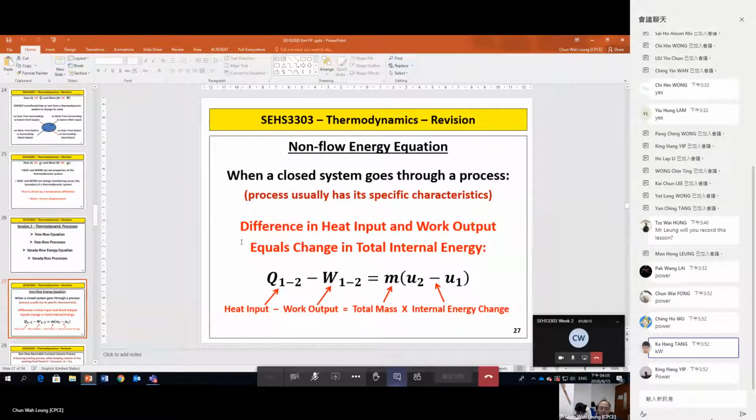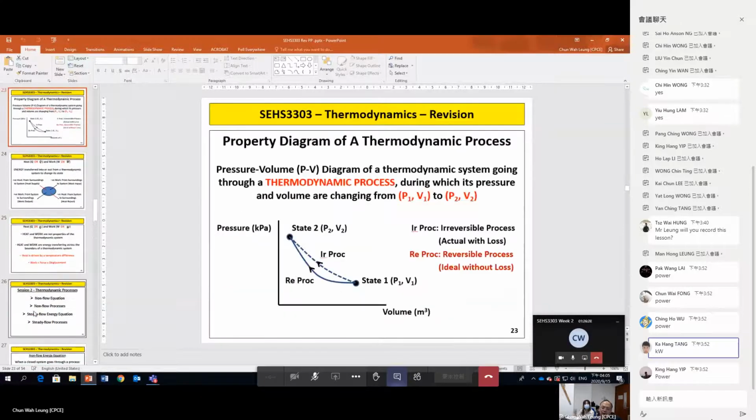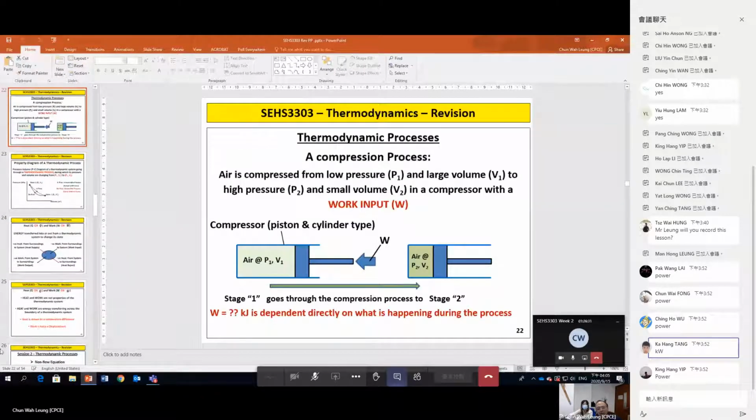So remember this equation, right? Now, if we have a process as shown before, we start from P1, V1, and T1, air, and then input work to compress it, and it becomes P2, V2, and T2. Therefore, what I always want to ask is how much work I need to apply.